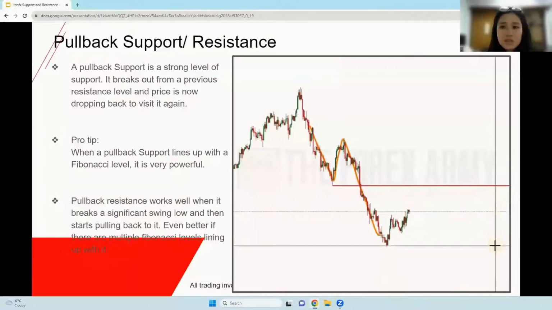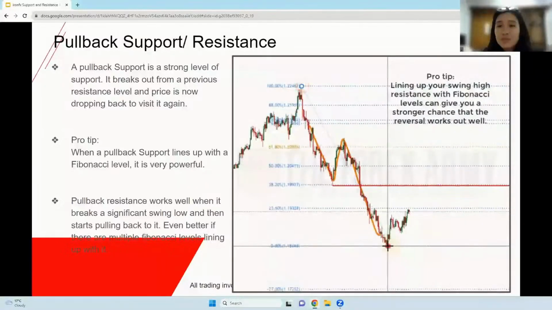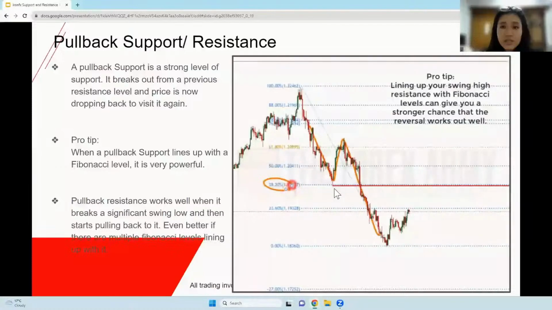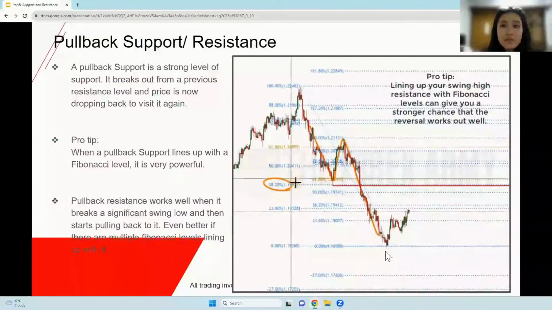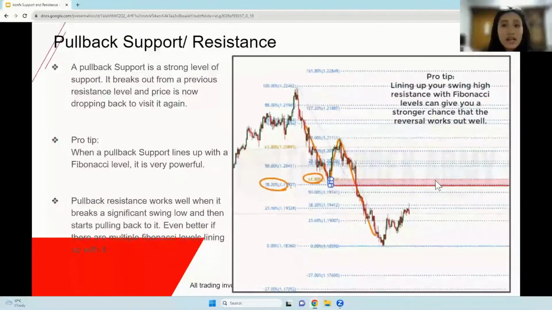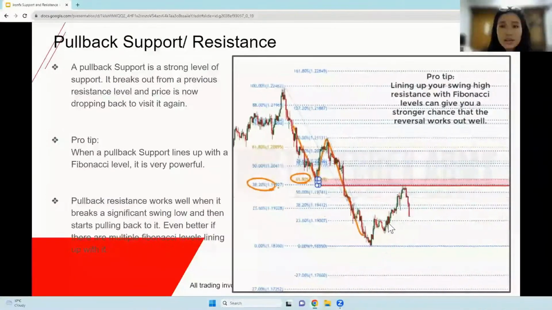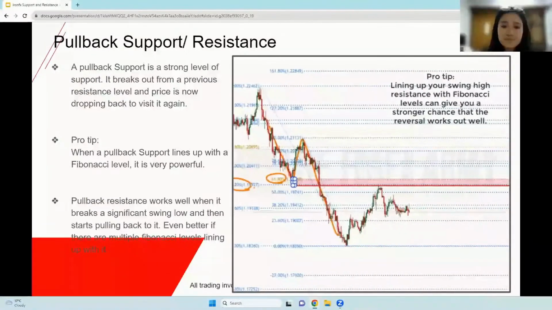Maybe I'll just let you watch the GIF one more time. Price has broken out of the swing low support, becoming a pullback resistance. Now that the resistance lines up with not one but two Fibonacci retracements, it's considered a confluence area. That's why I've highlighted it. And you can see price reversing off of the level again.